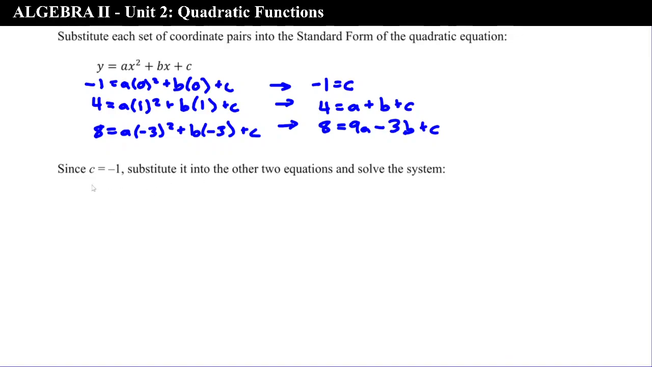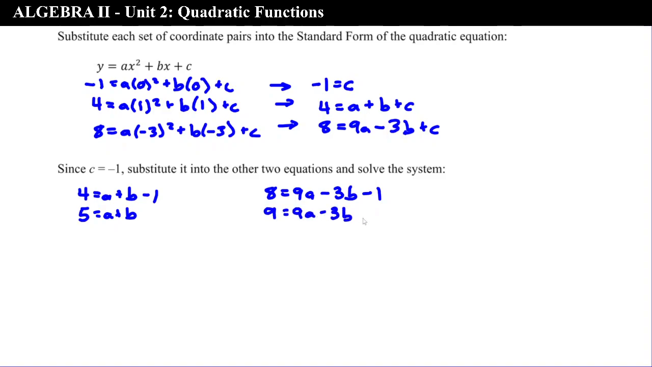So we are going to have 4 equals a plus b minus 1. And we'll have 8 equals 9a minus 3b minus 1. If we add 1 to each side on both of these, you get 5 equals a plus b. On this one, you'll get 9 equals 9a minus 3b. So let's solve this first one for a. Let's subtract b from each side. You get 5 minus b equals a.